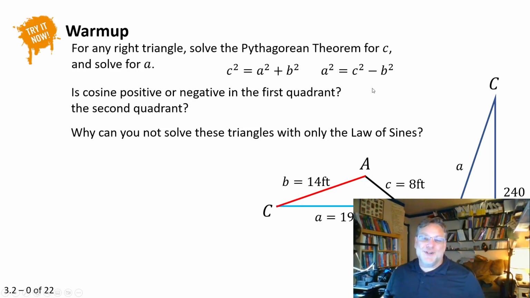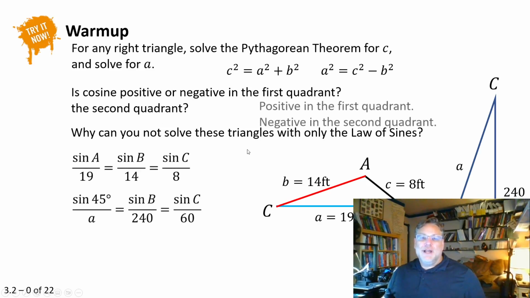That's going to be important to know when we take a look at the law of cosines in just a second. Is cosine positive or negative in the first quadrant? It's positive in the first quadrant. In the second quadrant, it's negative. And so that's what that is.